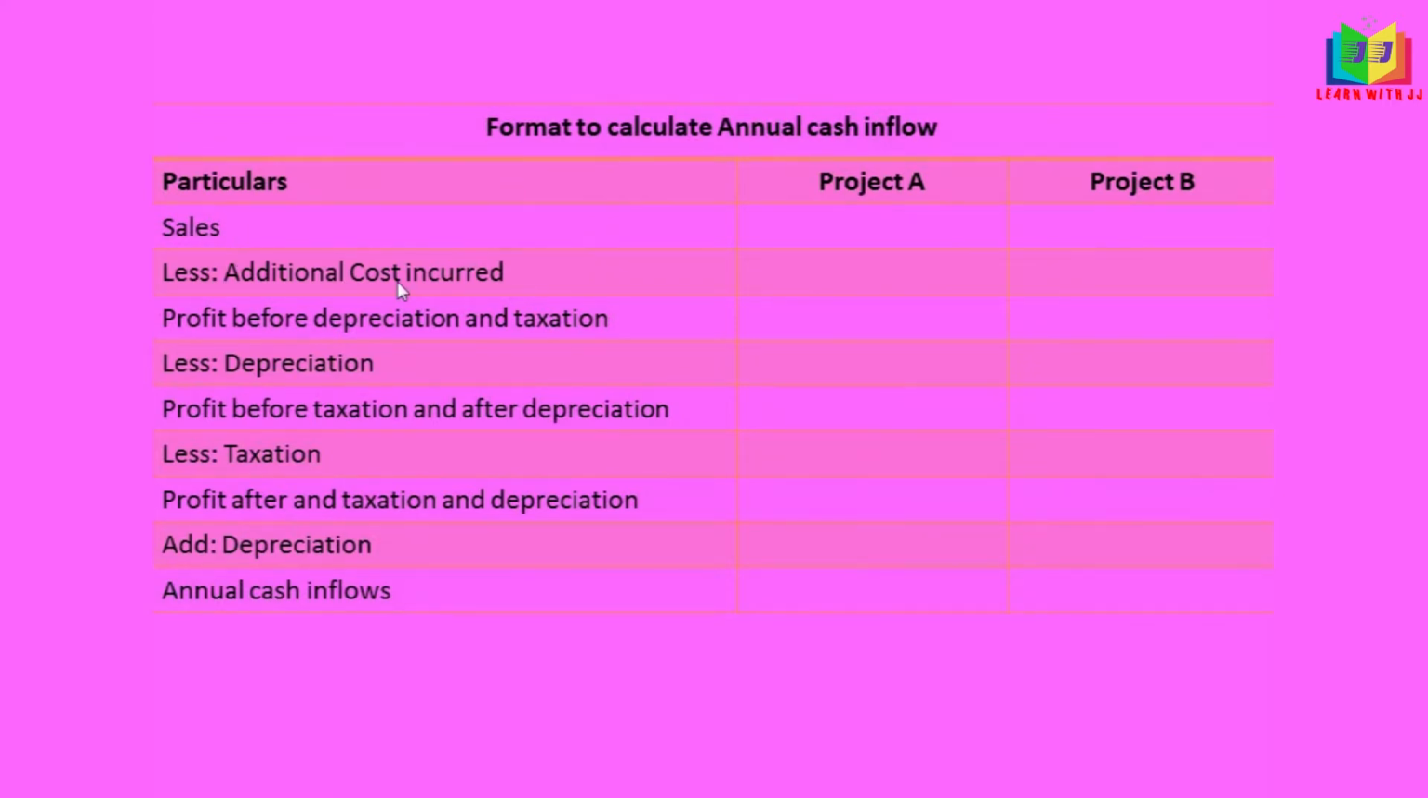Sales minus additional cost incurred will get profit before depreciation and taxation, and we have to subtract the depreciation. We'll get profit before taxation and after depreciation, and we have to subtract the tax. We'll get profit after taxation and depreciation. In order to calculate this annual cash inflow, we have to add back this depreciation again, because depreciation is a non-cash flow item. Then we'll get the annual cash inflow. Using this we can find the payback period.